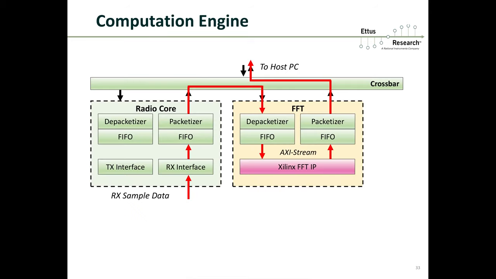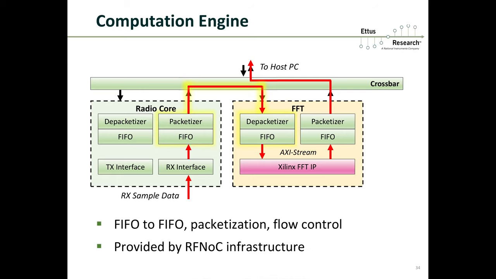Let's take a closer look at the internals of an RFNoC block, as shown by the diagram here. Again, the red arrows indicate the data flow. So here we have IQ samples coming in from the ADC into the radio core block, and then being routed to the FFT, the RFNoC FFT block. Recall that all data is packetized in RFNoC, so every block has a depacketizer and packetizer at its inputs and outputs, respectively. There is also a FIFO for flow control.